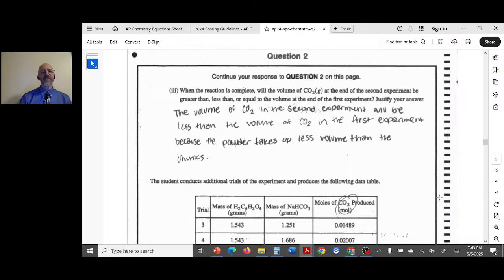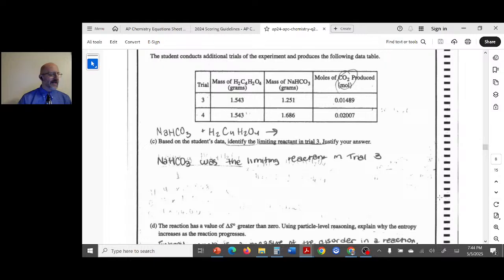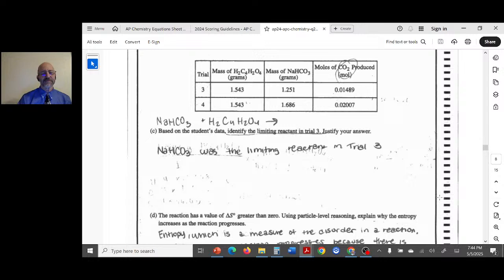The volume of CO2 in the second experiment will be, they said, less than. No, it's going to be the same because it's the same number of moles and same amount of reactant. So they didn't earn the point in part B III. They didn't really quite get the whole limiting reactant, and didn't really justify their answer. So it says in part C, a point was not earned because although sodium bicarbonate, NaHCO3, is correctly identified as the limiting reactant, there is no justification to support the claim. So just pay attention to that. You're not going to get credit for just a choice or a coin flip. You have to actually justify your answer.